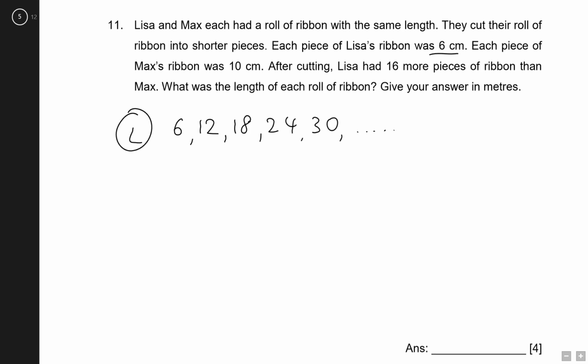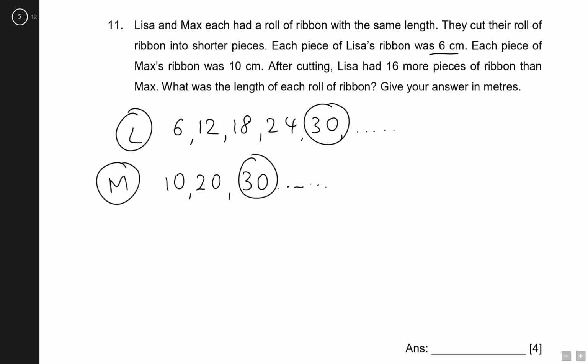Now, Max is going to cut it at 10. So the ribbon could be 20, the ribbon could be 30. So he managed to cut 3 pieces. It could be 40 and so on. Alright. Now, notice a common factor again, 30. Now, let's assume that the ribbon is only 30 cm long.